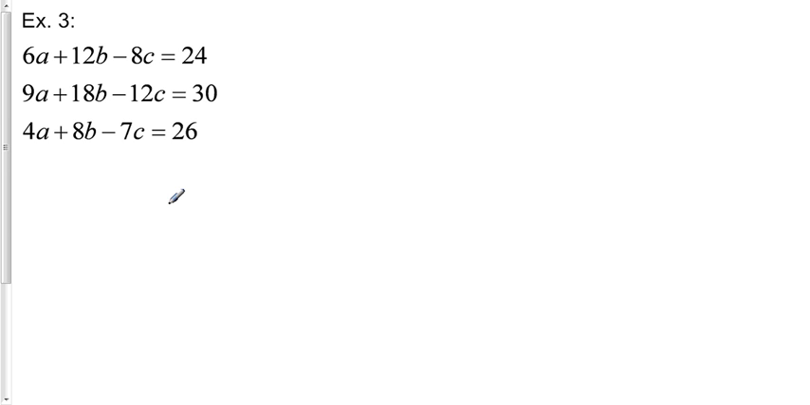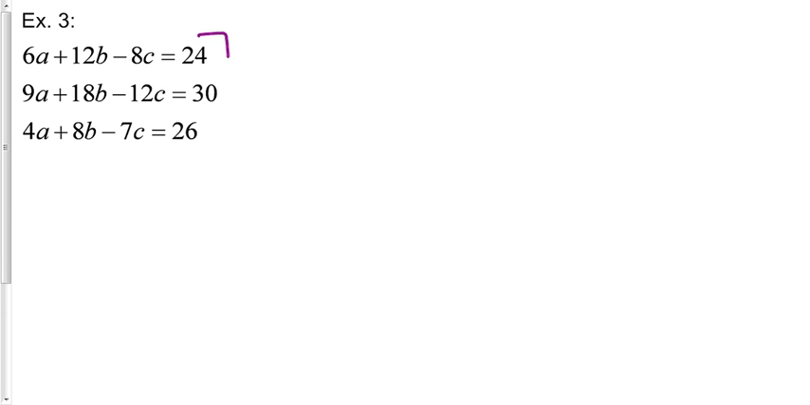In this example, I'm going to show you what happens when there's no solution. So you study your equations and you figure out which variable you want to eliminate. I think looking at the a's, it's always kind of easy to look at the first variables. The a's are the easiest to eliminate here. Between 6 and 9, there's a common multiple of 18.